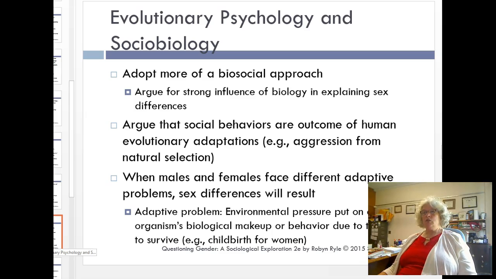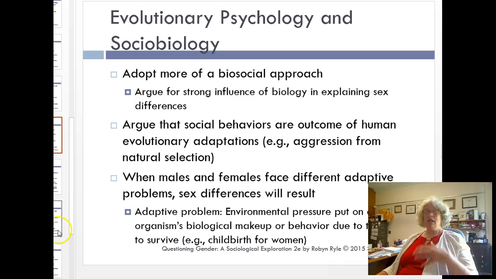Now, evolutionary psychology and sociobiology are theories that look to adopt that more biosocial approach. The difference there is that biological, that lighting up of the brain I was talking about, and they argue that social behaviors are outcomes of human evolutionary development and adaptation, that things have changed over time and that's how they come into place. Interesting as we start to explore those theories.